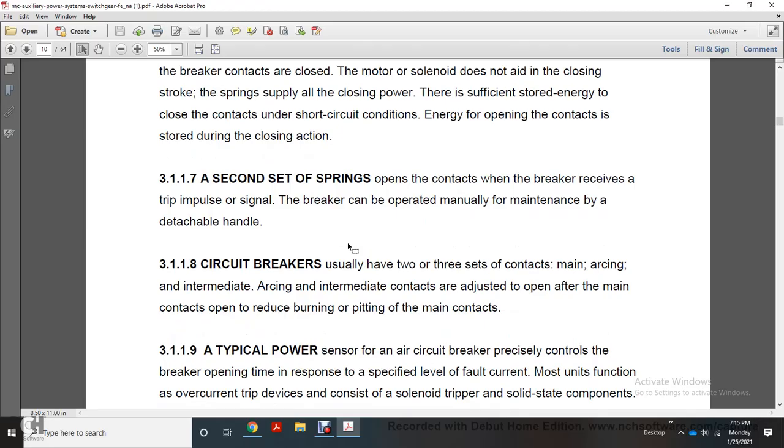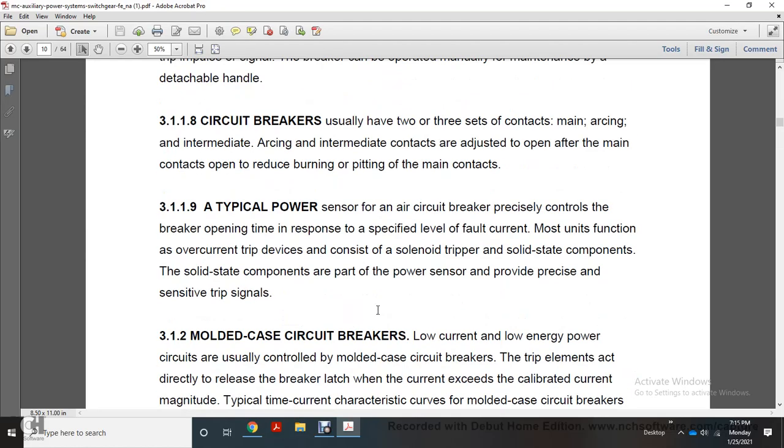Circuit breakers usually have 2 or 3 sets of contacts: main, arcing, and intermediate. Arcing and intermediate contacts are adjusted to open after the main contacts open, to prevent burning and pitting of the main contacts. Typical power air circuit breakers have precise control of the breaker open time with a response specified for the level of voltage and current.